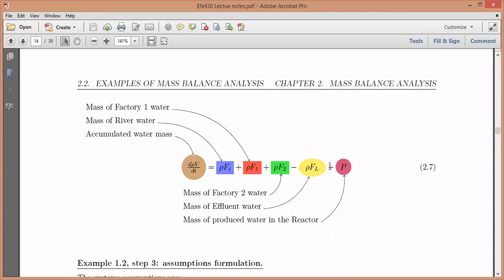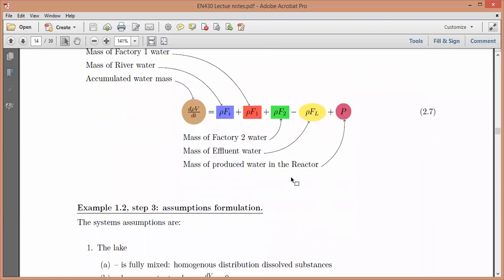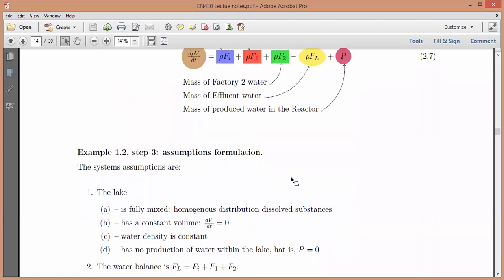So coming to water, this is how it looks. You have the water that's coming in, minus the water that's leaving, plus production, the mass of produced water in the reactor. Then now we come to assumptions. What assumptions are we going to make for our system? So we start with the lake.